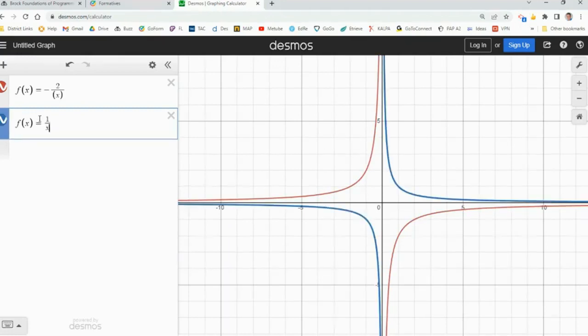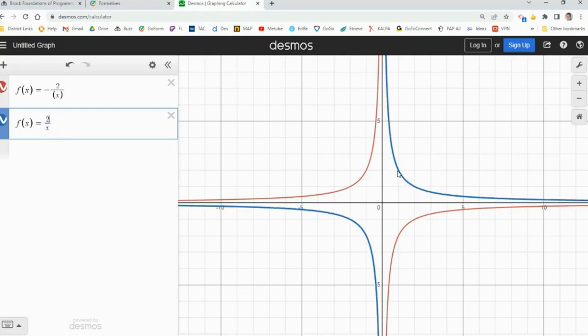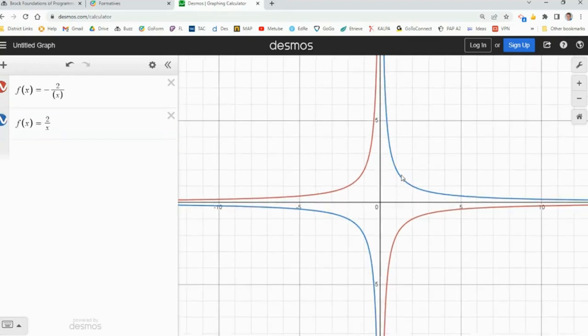y equals 1 over x. That's the original one. And notice it goes through at 1, 1. If we change that to a 2, now it goes to 1, 2. It's twice as tall. It stretched it upwards. Instead of being down at 1, it moved up to 2. And then when we put the negative on it, it moved it to -2. So the 2 is a stretch, but it does not change the asymptotes.